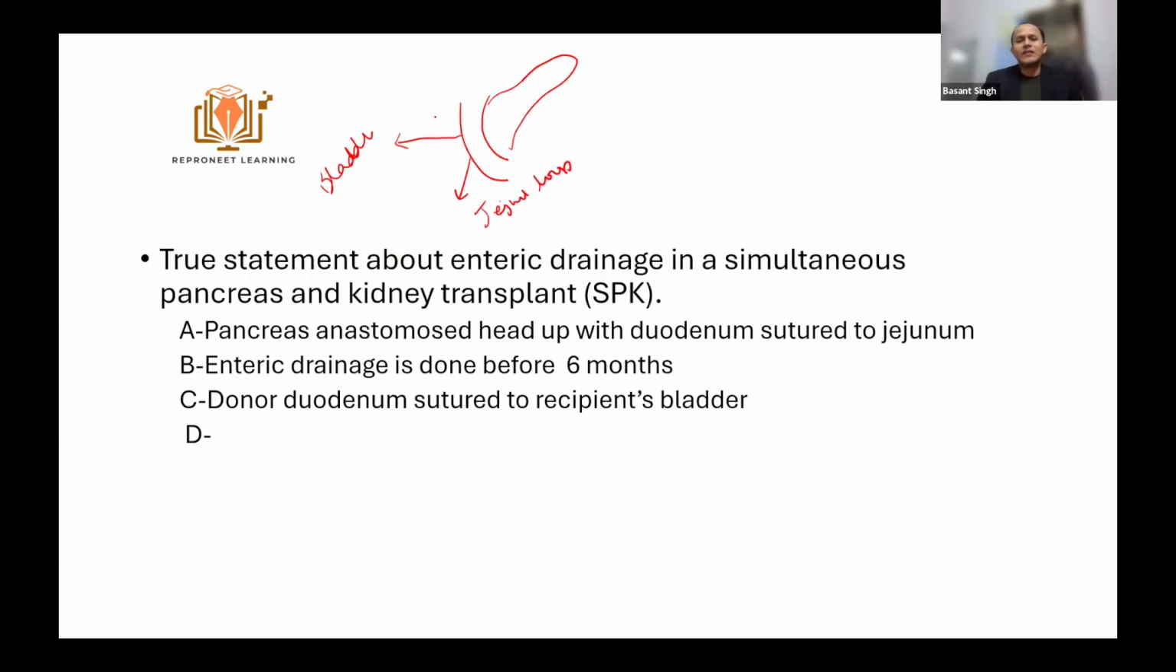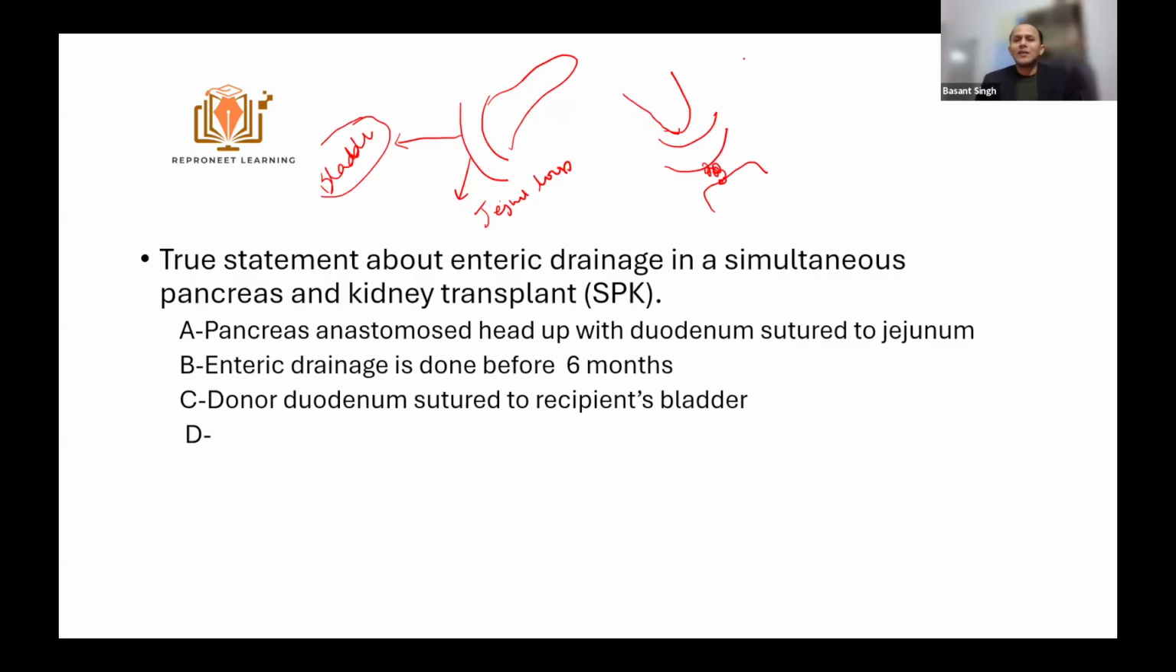Okay. So initially people were very fond of doing bladder drainage. So joining this upside down like this. This is the bladder and this is the pancreas. This is the duodenum. This is the pancreas. So you used to join this pancreas with the bladder. Why was that? Now this is not the natural drainage of the pancreas. The natural drainage of the pancreas is always the small bowel.